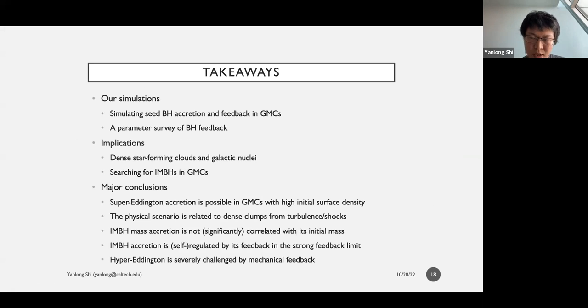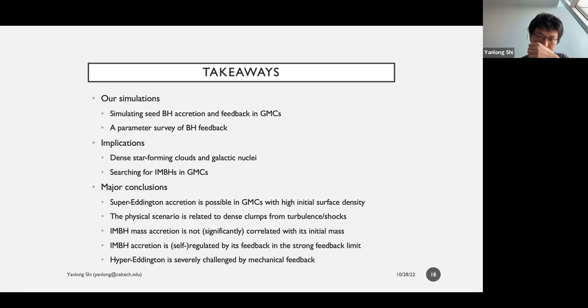So I think one important conclusion is that mechanical feedback is probably very important for halting this kind of hyper or super-Eddington accretion, and the radiative feedback is actually not very important, because when the accretion rate is very high, the photons from the black holes can actually be carried by the accretion flow into the black hole. So much of the radiation is suppressed. But the jet from the black hole can be ejected into a larger volume, which will affect the larger scale physics, the larger scale state of the GMC, and in return it will regulate the black hole accretion.